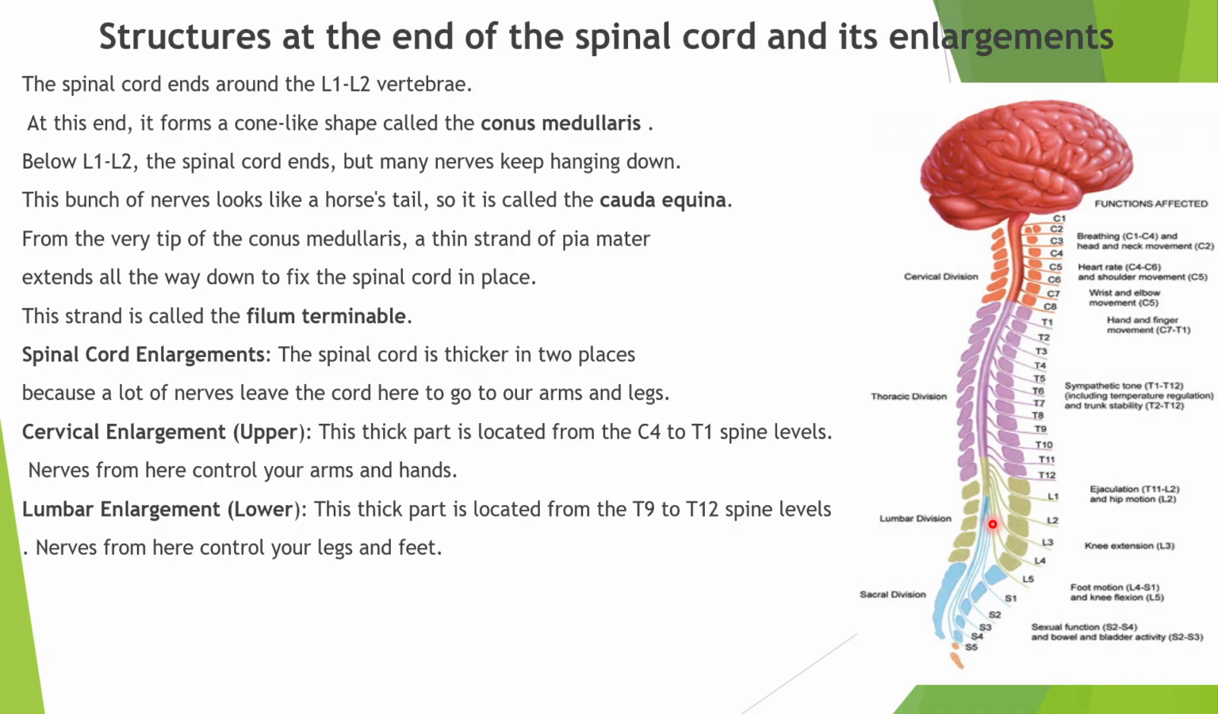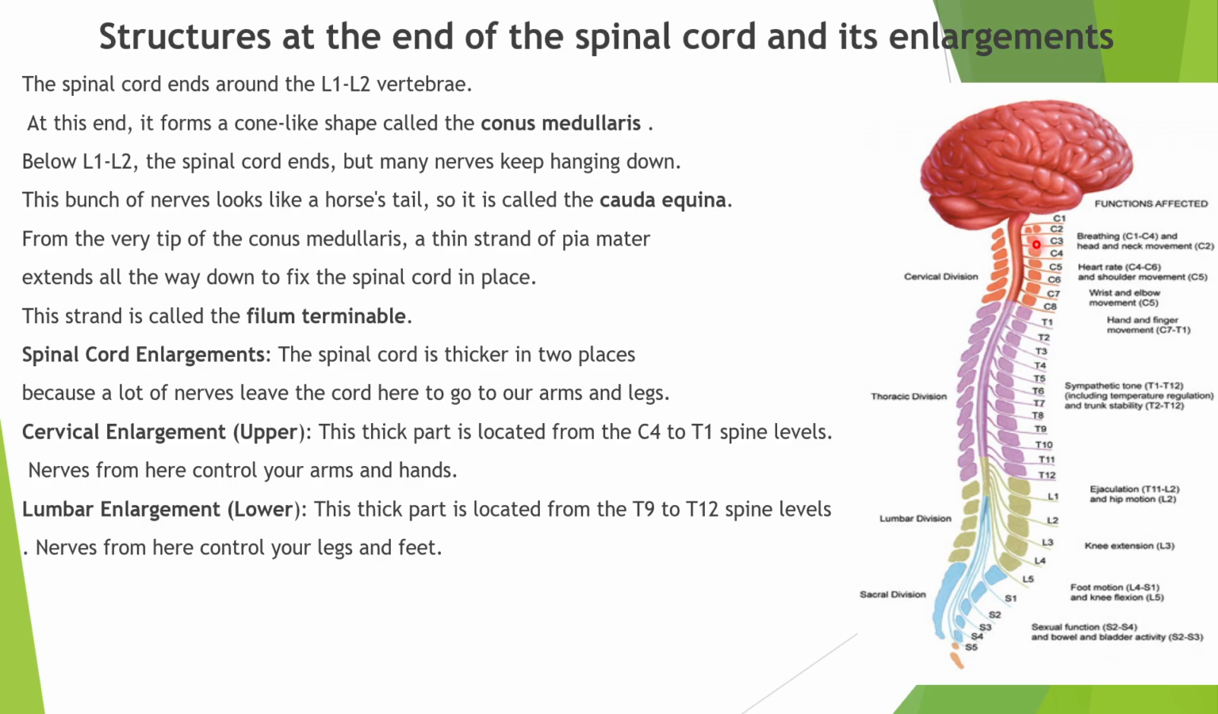Below L1 and L2, the spinal cord ends, but the nerves keep hanging down. The bunches of nerves look like a horsetail, so they make the cauda equina. And the thin strand of the pia mater extends all the way down to form what is known as the filum terminale.